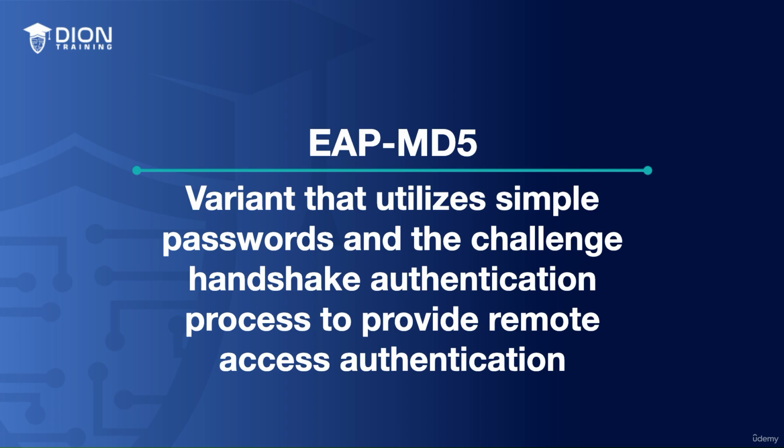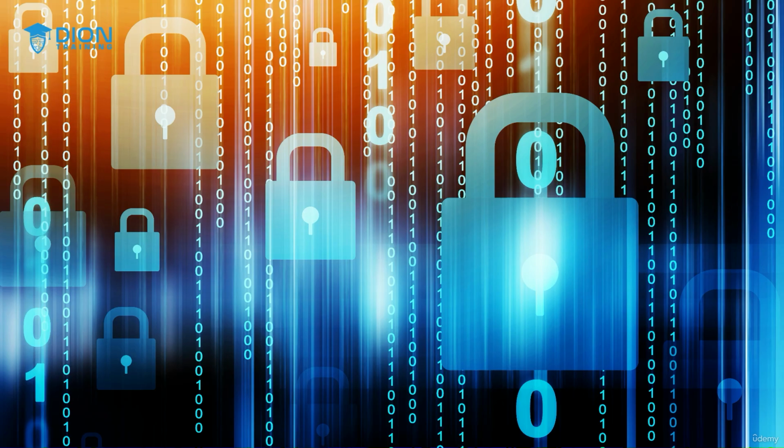First, we have EAP MD5. Now EAP MD5 is a variant of EAP that utilizes simple passwords and the challenge handshake authentication process to provide remote access authentication. If you're using this method of EAP MD5, you're going to have to ensure that you're using a long, strong, and complex password in order for you to maintain the security of your system. EAP MD5 is considered to be a one-way authentication process, and it's not going to provide mutual authentication like some of the other versions of EAP will.